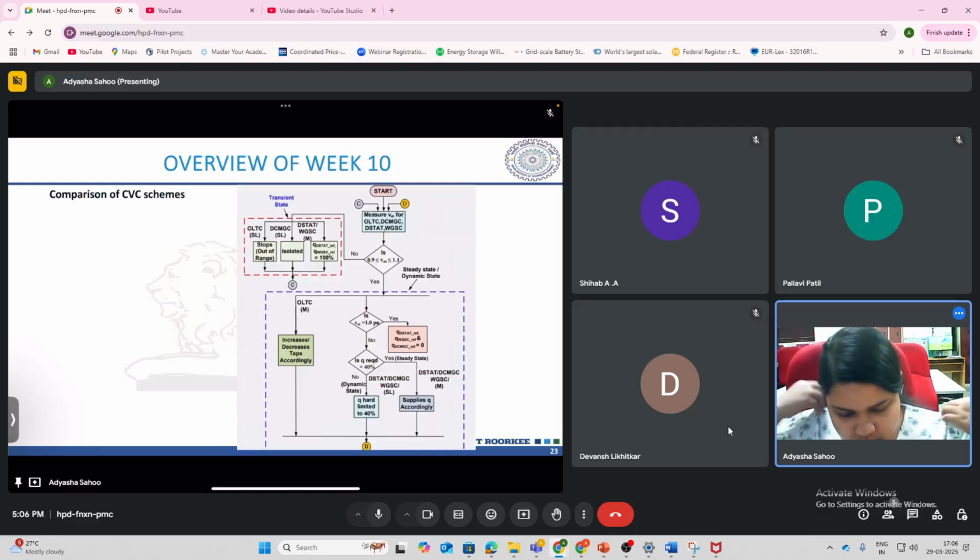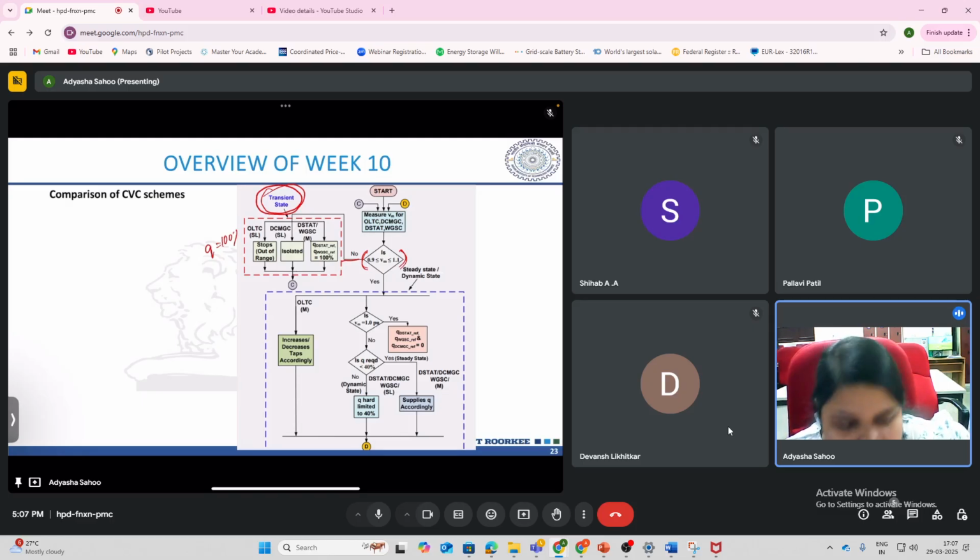So we'll see what is the scheme here. What you will do, first you will check whether the voltage is in the acceptable range or not. If the voltage is not in the acceptable range, meaning it is below 0.9 or above 1.1, that means we are in the transient state. So you see, this is the transient state. That means you need to provide 100% of reactive power support. And how, that we will discuss again.